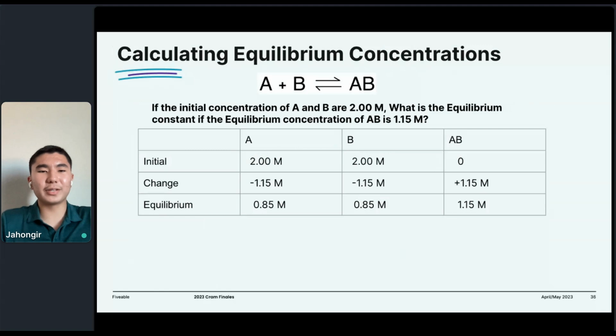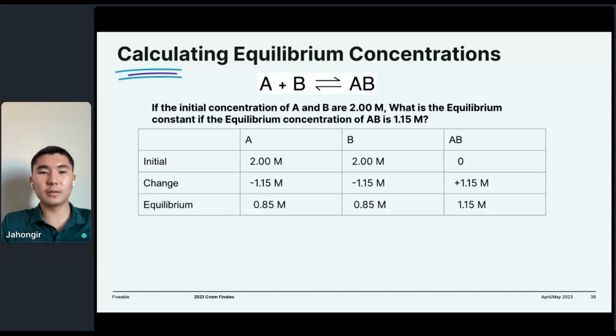So let's try to calculate the equilibrium concentrations, and it's your favorite graph. It is the ICE chart. It's the ICE table. That's your favorite table. I'm sure it is. It's one of my favorite tables, and I love the ICE table because it's just so simple to answer a bunch of questions. So let's look at this question. If the initial concentrations of A and B are 2 moles, what is the equilibrium constant if the equilibrium concentration of AB is 1.55 moles?